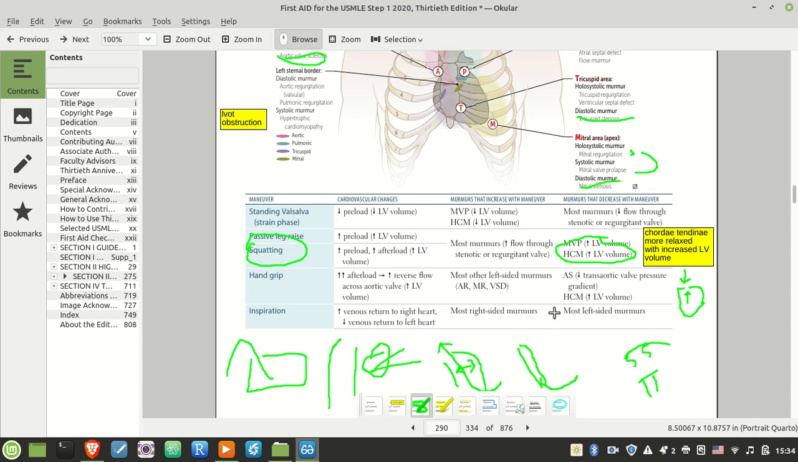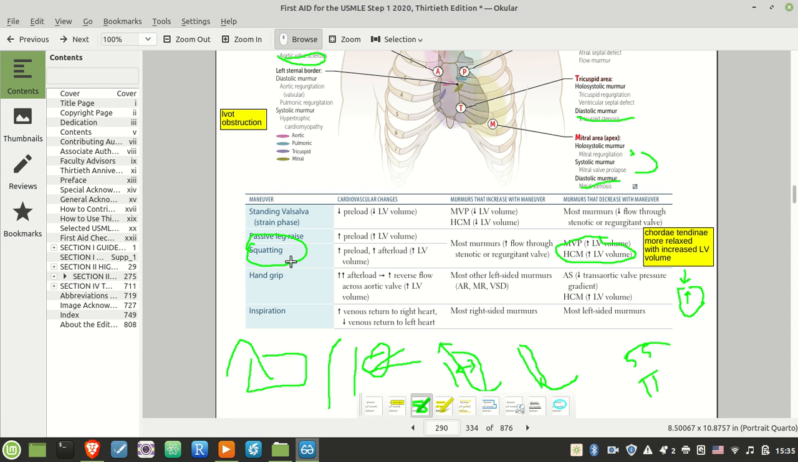Okay. And then why does this murmur decrease in hypertrophic cardiomyopathy when you have a hand grip maneuver, when you have an increase in the afterload? Well, the reason is the same reason here. You're not able to get all of this blood out, and so you have an increase in the volume of the left ventricle. Remember, it pushes against the obstruction of the outflow tract. Way cool, way cool.